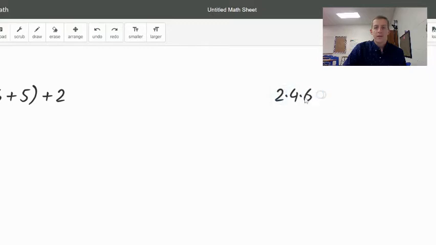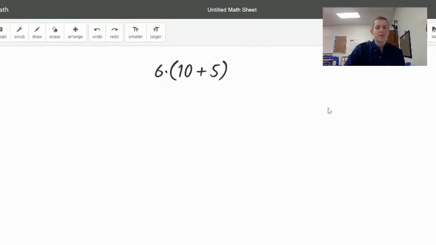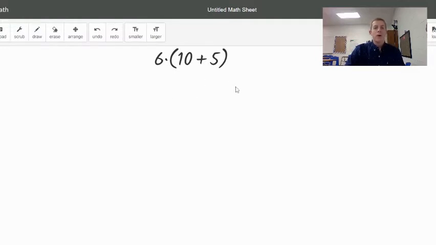But the biggest difference is that you have to make sure that the operation is the same all the way across. What if the operations are different? So we have 6 times 10 plus 5. We have a couple options here. We can use order of operations.